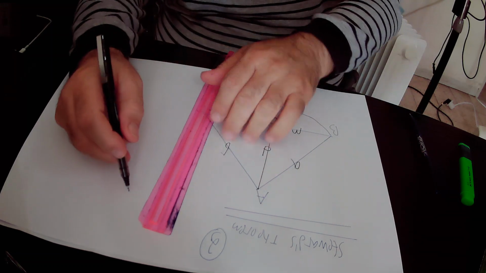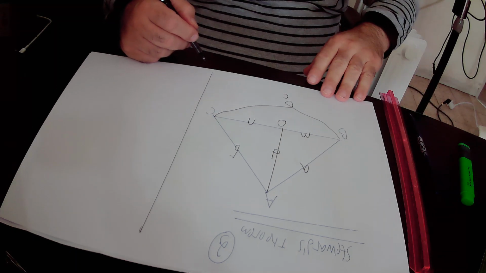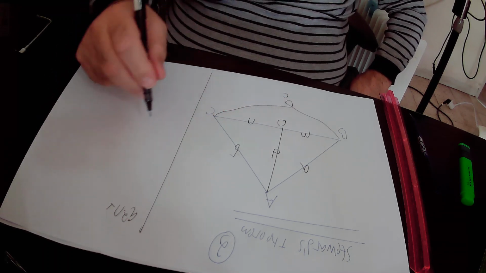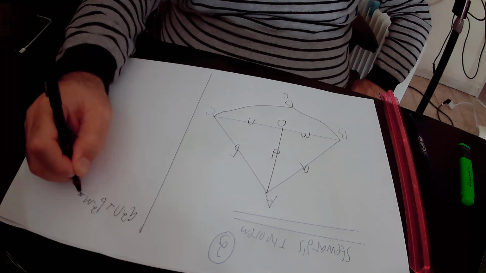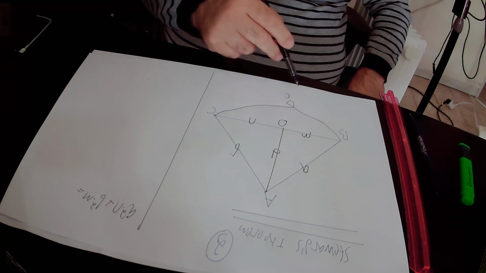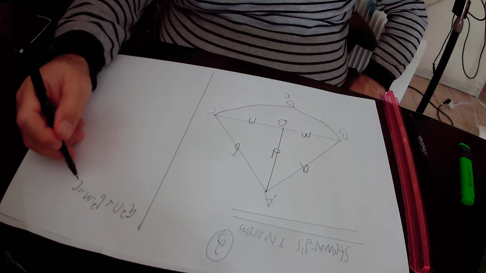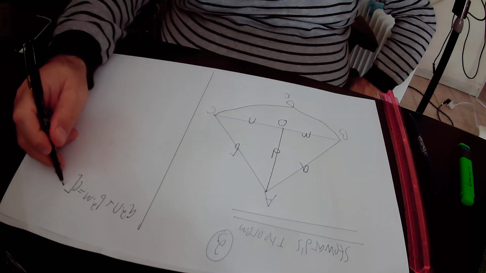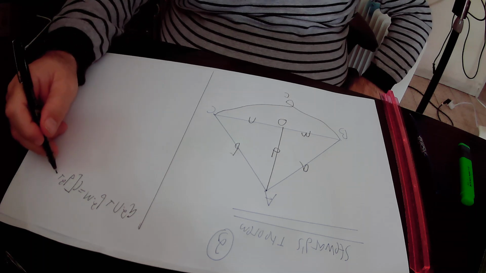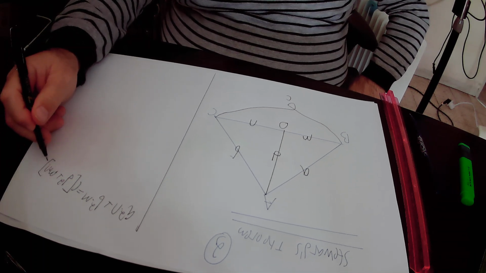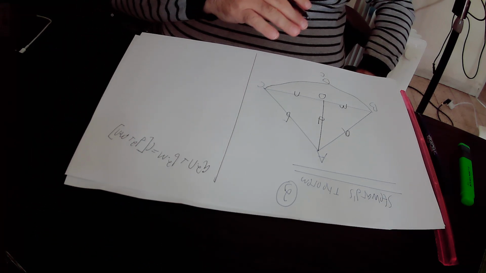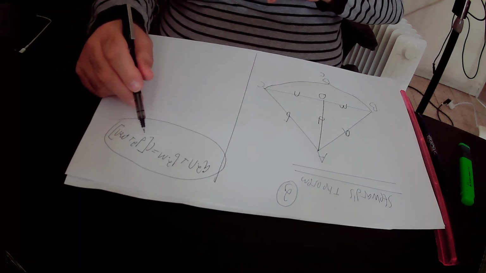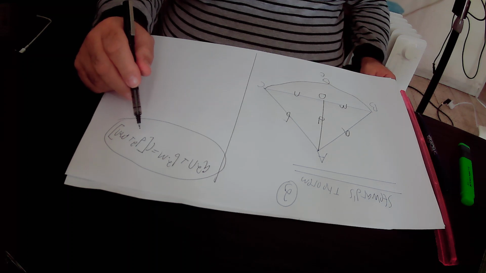Then, according to Stewart's theorem, the following equation is true: A squared times N plus B squared times M equals C, with open brackets, and inside the brackets we have D squared plus M times N. I repeat again, according to Stewart's theorem, in any triangle, the following equation is true: A squared times N plus B squared times M equals C times the brackets, inside the brackets D squared plus M times N.